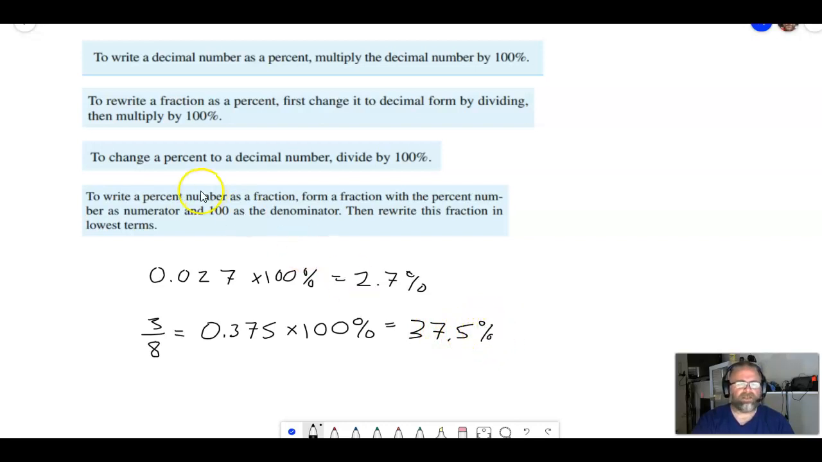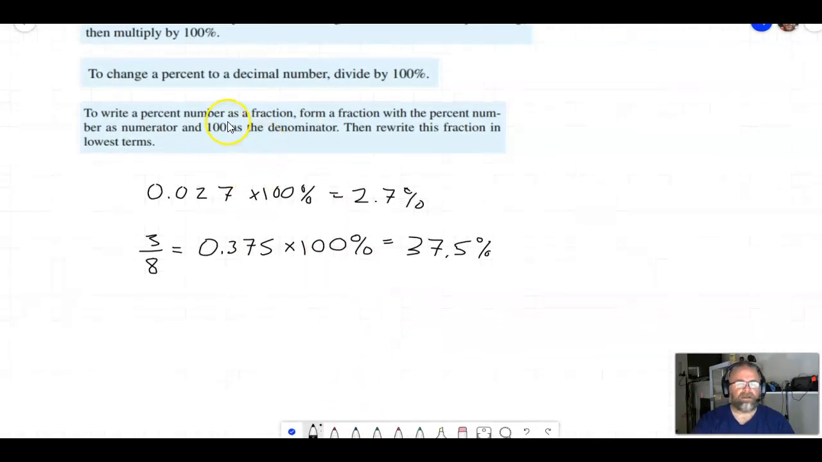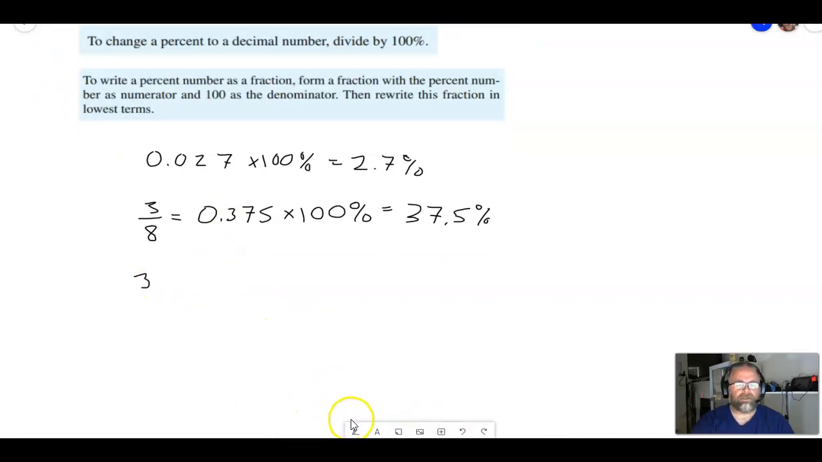All right, next one, it says to change a percent to a decimal, divide by 100%. So let's take a look at an example of that. Let's say we had 356%, and we wanted to change that to decimal form. Then we're going to divide by 100%.